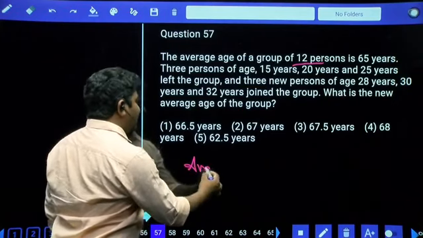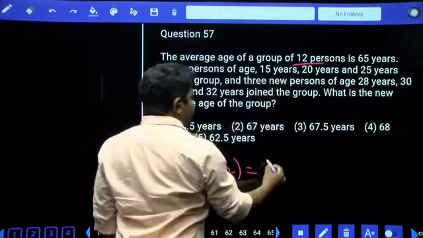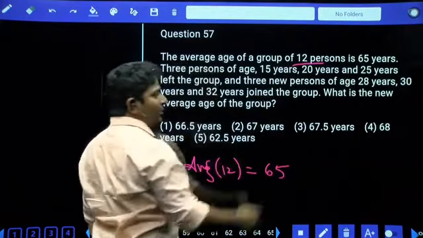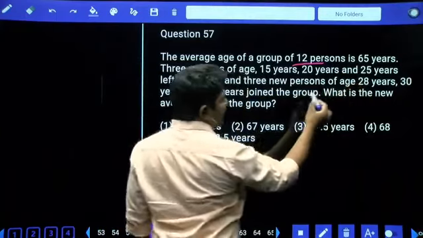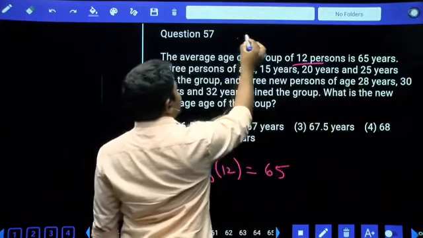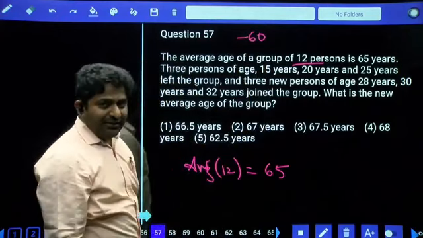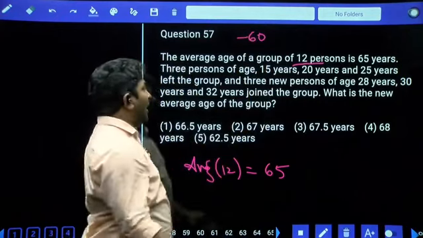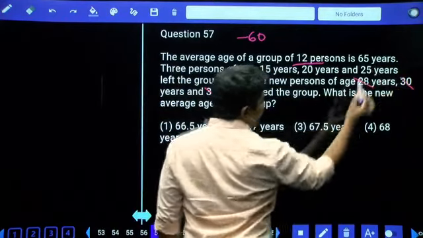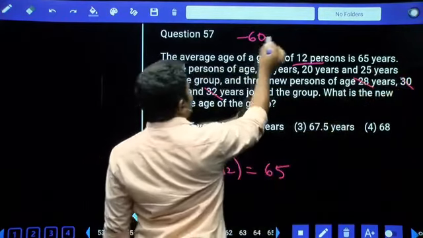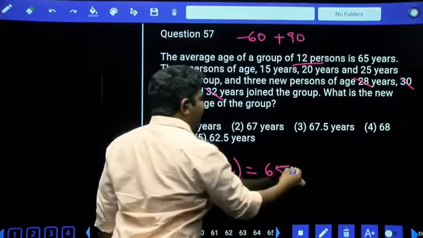So finally we were asked to calculate the average of 12 people here. Initial average is 65. Now out of them 3 members of age 15, 20 and 25, that is equal to 60 years of age, are subtracted, that means gone out. In place of that 32 plus 28, 60, 60 plus 30, 90 joined. 60 gone and 90 added. So the final effect is that we have an extra 30.